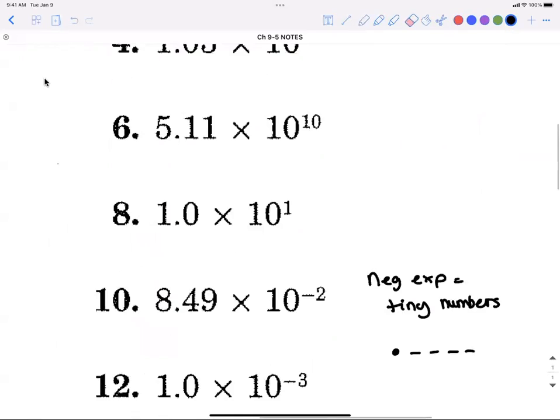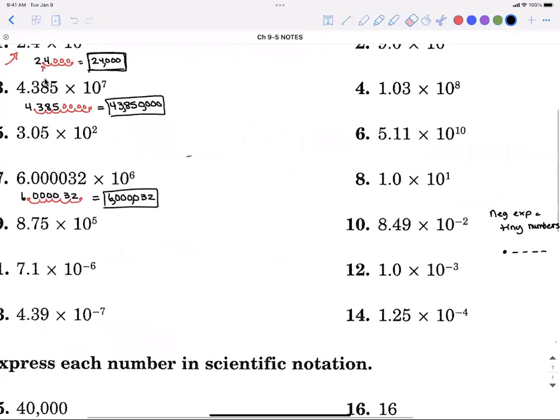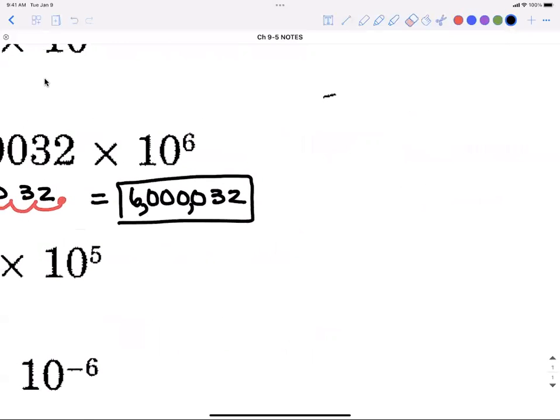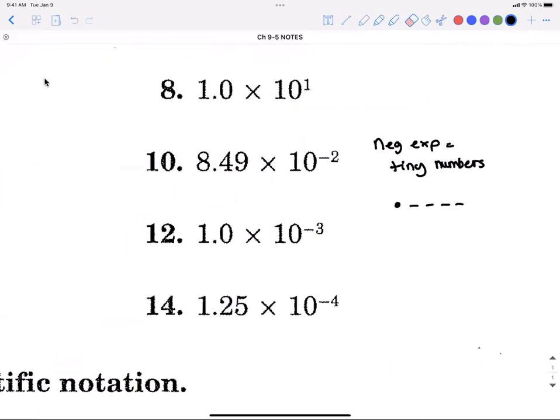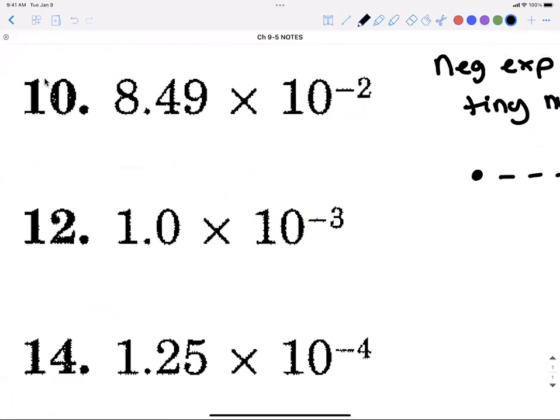As before, we were making massive numbers like 6 million, right? Because we were taking them to positive exponents. So we were blowing these numbers up huge. When you have a negative exponent, you're doing the opposite. You're shrinking these numbers down teeny tiny. So because of that, let's go back to here. You do it the same way.